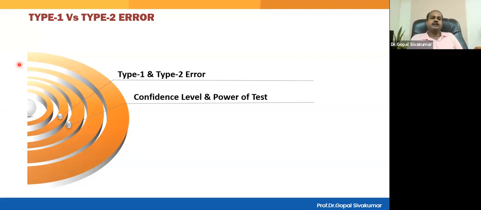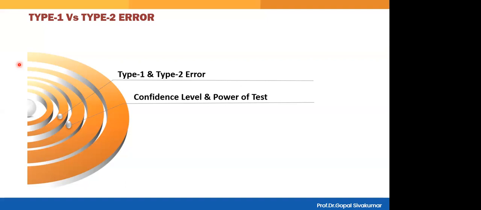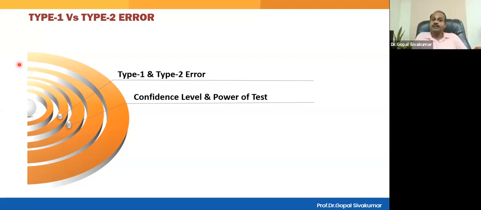But from the manufacturer's point of view, they fix a value for the alpha risk. Alpha risk should be less than 5%. That means the required confidence level is 95%. Similarly, the type 2 error is known as beta risk. For that also, as RK sir said, they will set a value for type 2 error also.